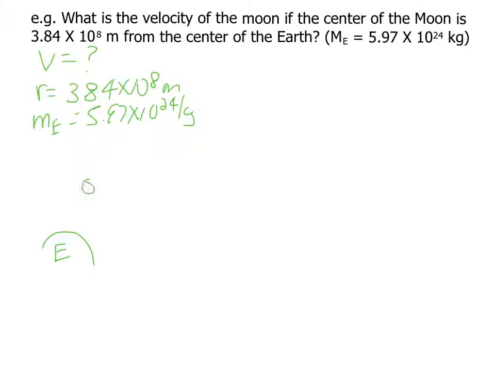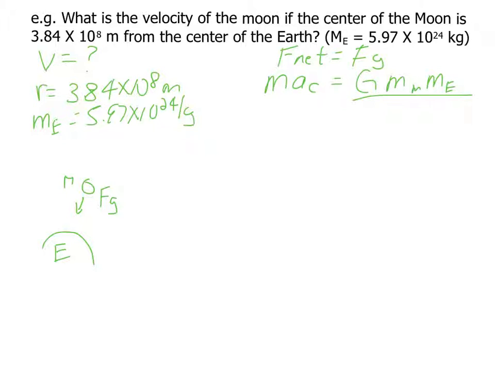Here's the Earth, here's the moon, and the only thing affecting the moon is the force of gravity. So then Fnet equals Fg. We can replace Fnet with m a_c, and we can replace Fg with big G and mass of the moon, mass of the Earth, all divided by r squared. And on this side, this should be mass of the moon. Okay. So now we notice that the mass of the moon can cancel out. So that's gone. We can now replace centripetal acceleration with one of our centripetal acceleration formulas.